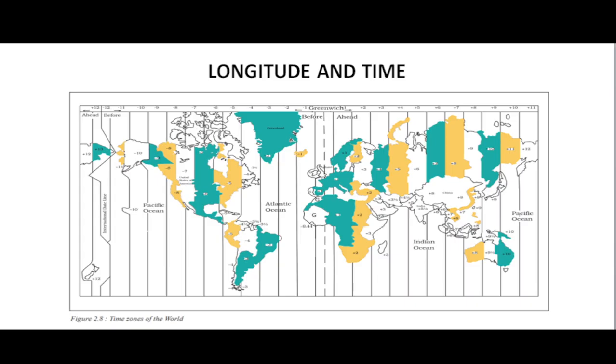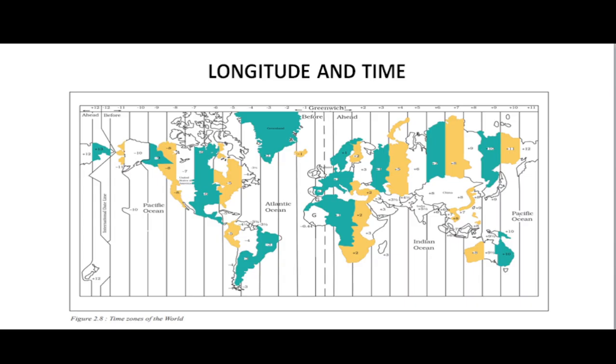Okay, the earth rotates 360 degrees in about 24 hours, which means 15 degrees an hour or 1 degree in 4 minutes. Thus when it is 12 noon at Greenwich, the time at 15 degrees east of Greenwich will be 15 into 4, 60 minutes. That means 1 hour ahead of Greenwich time, which means 1 p.m. But at 15 degrees west of Greenwich, the time will be behind Greenwich time by 1 hour. That means it will be 11 a.m. Similarly, at 180 degrees, it will be midnight when it is 12 noon at Greenwich.